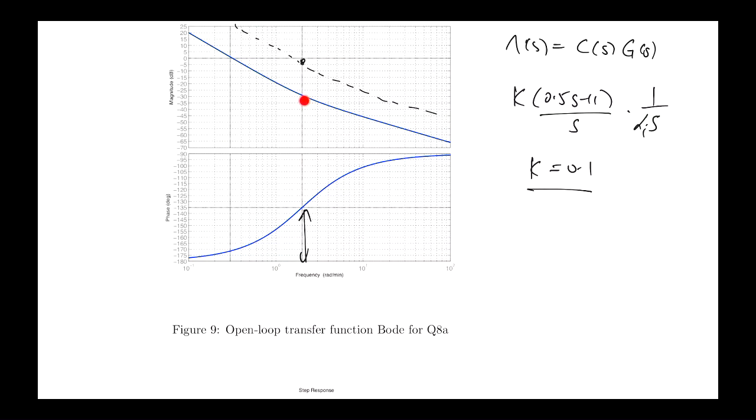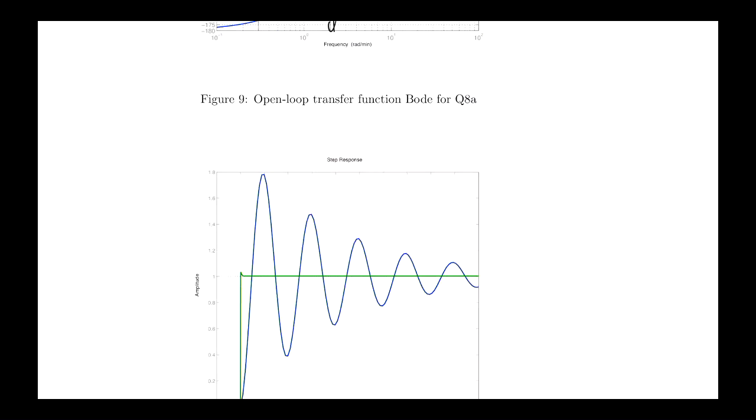So if I'm multiplying by 10, it's not much more than 10 because 10 is 20 dB and this is 30, right? We're making k equal to 1, right? Because 10 times 0.1 is 1, right? So that's what's shown here.